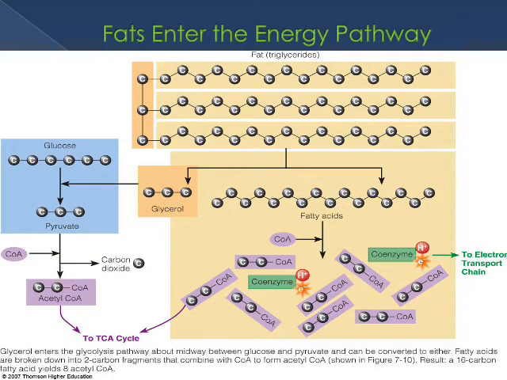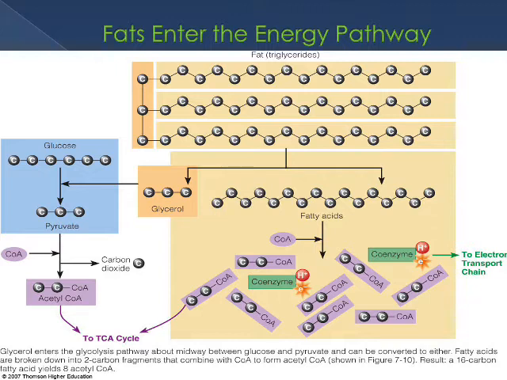This diagram shows at the top a 3-carbon compound, which is glycerol, and it has 3 fatty acids attached, the long chains of carbon. The triglyceride is broken into glycerol and fatty acids. The glycerol enters the energy pathway and can be converted to pyruvate, which can then form glucose.